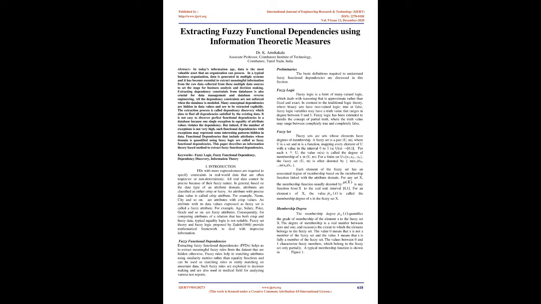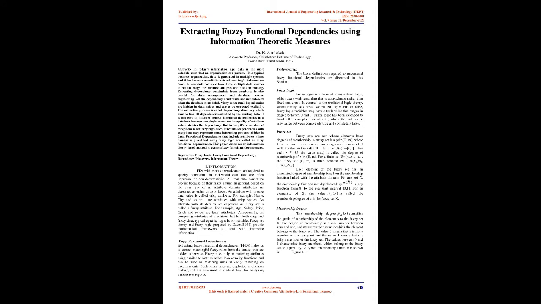Consequently, for comparing attributes of a relation that has both crisp and fuzzy data, typical equality logic is not suitable. Fuzzy set theory and fuzzy logic, proposed by Zadeh, 1968, provide a mathematical framework to deal with imprecise information. Fuzzy functional dependencies. Extracting fuzzy functional dependencies, FFDs, helps us to extract meaningful fuzzy rules from the dataset that are hidden otherwise. Fuzzy rules help in matching attributes using similarity metrics rather than equality functions, and can be used as matching rules in entity matching on uncertain data. Such fuzzy rules are exploited in decision making and are also used in the medical field for analyzing various test reports.